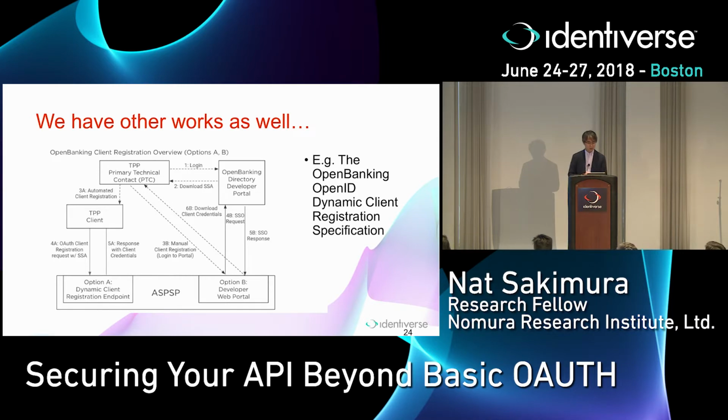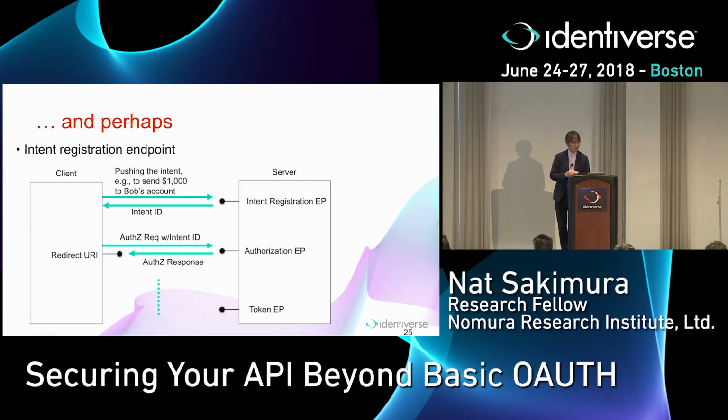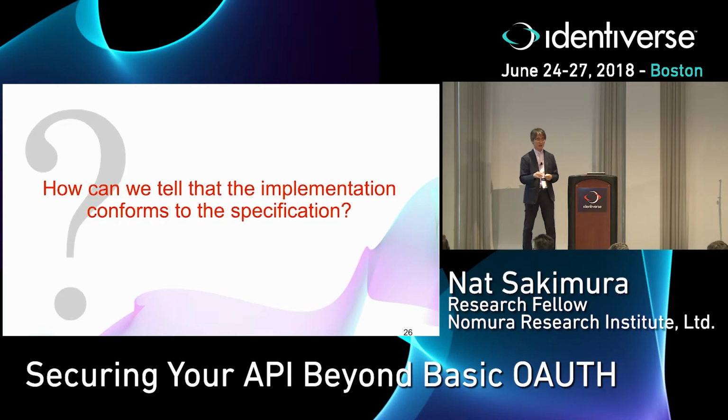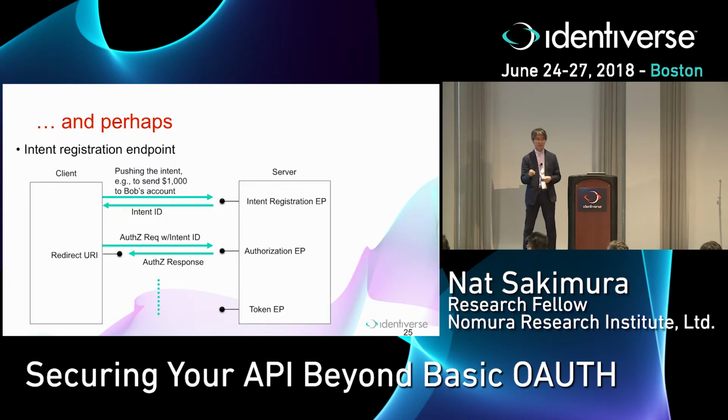Next, please. There are a bunch of other things that we are doing as well. For example, in Open Banking, the OpenID dynamic client registration specification is being worked on. Next, please. And also, an intent registration endpoint is being discussed. Intent registration is such that the TPP's clients can push the payment intent or something like that to the authorization server. It's staged there, and you just take the intent ID on the front channel to the authorization endpoint so that the user can actually authorize the transaction.